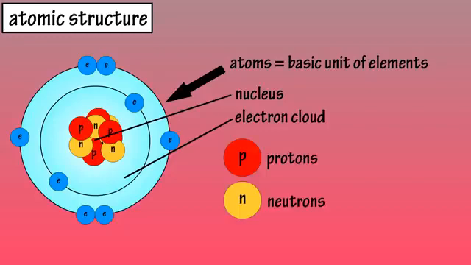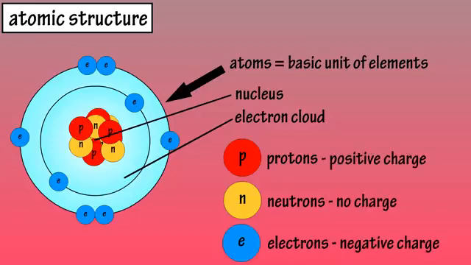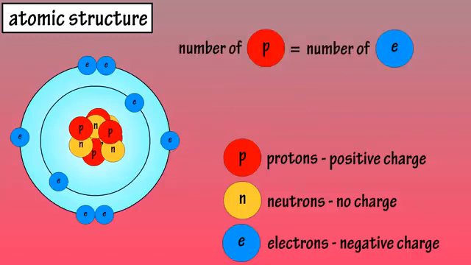These subatomic particles include protons and neutrons, which are located in the nucleus, and electrons, which are located in the cloud or field that surrounds the nucleus. Protons have a positive electrical charge, neutrons are uncharged, and electrons have a negative charge. The number of protons and electrons are equal, so atoms are electrically neutral particles.